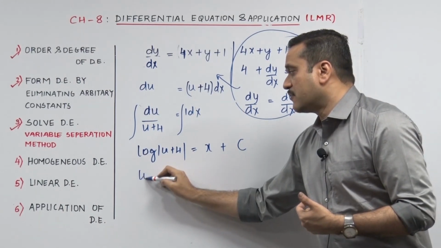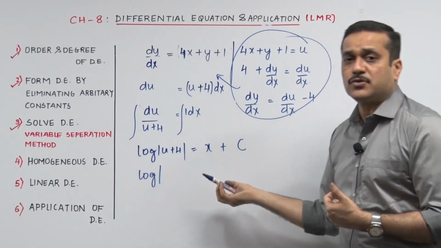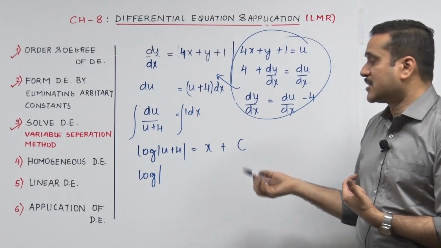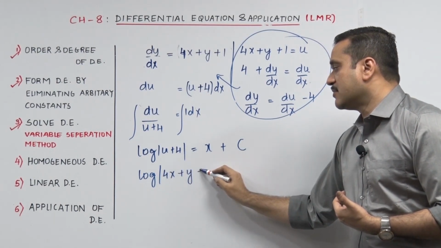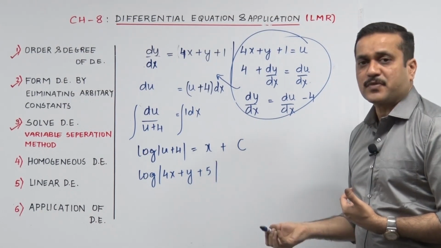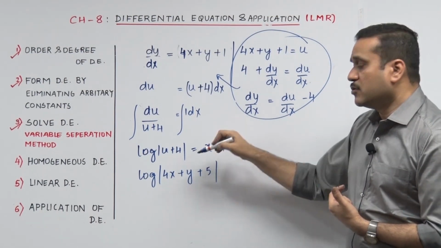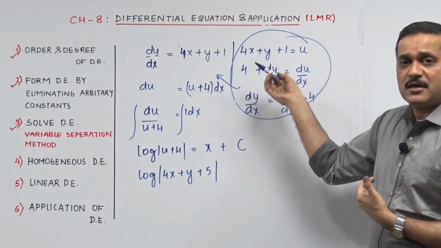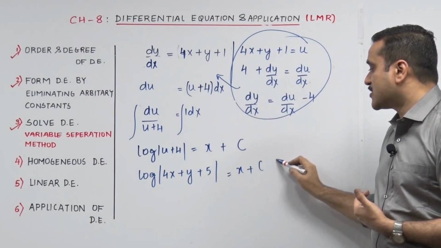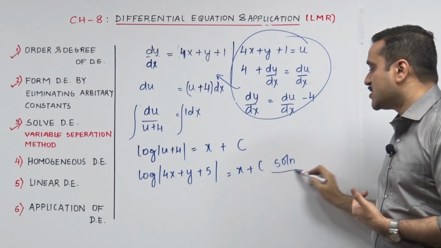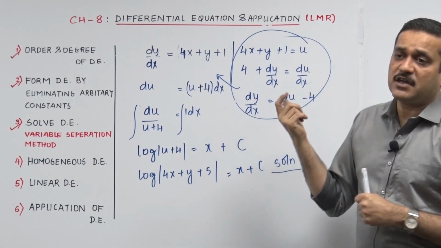And then please do not forget in the end to resubstitute u, which we had used for our help. The u was actually 4x plus y plus 1, plus 4, that becomes y. Check, how did you get 5? No, the u was 4x plus y plus 1, check, and plus 4 after that. So plus 5 equals x plus c. Now that's my solution. That's my general solution to the given differential equation.